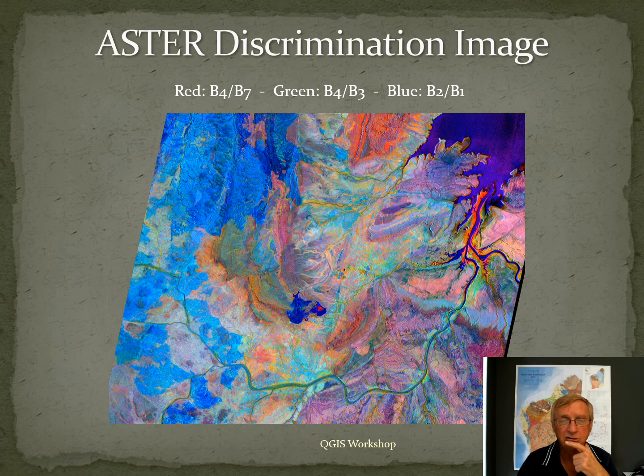This is an ASTER discrimination image designed to enhance the surface geology. This was created using a combination of 3 band ratios: band 4 divided by band 7 in the red, band 4 divided by band 3 in the green channel, and band 2 divided by band 1 in the blue channel. You'll note that on the left-hand side of this image there's quite a lot of blue areas. These are fire scars.